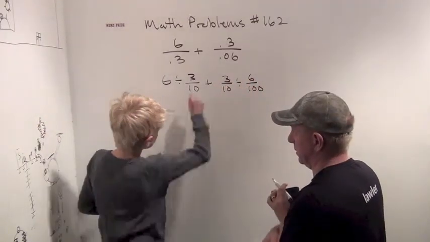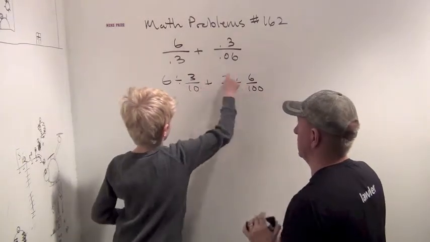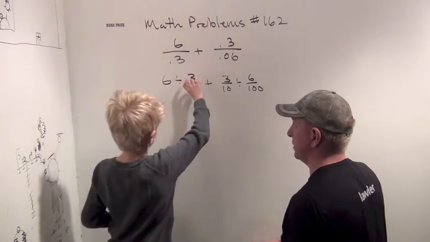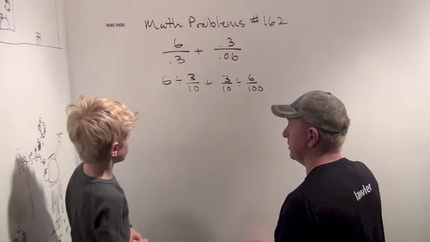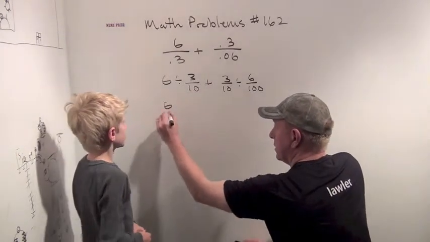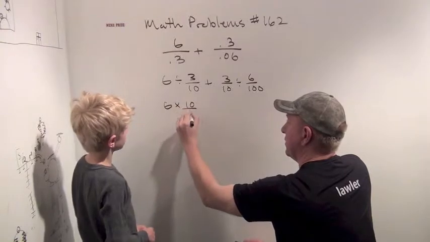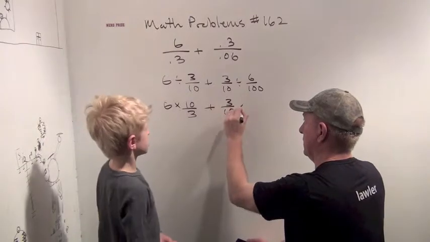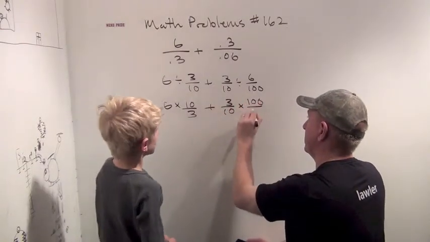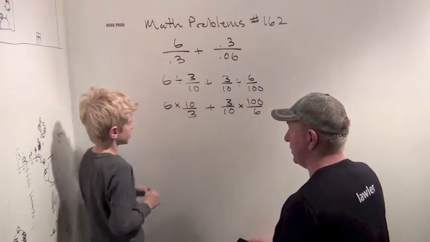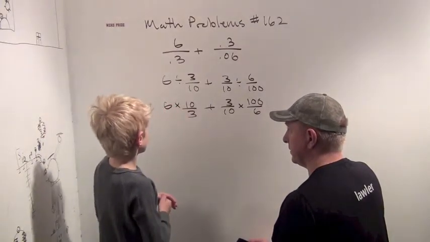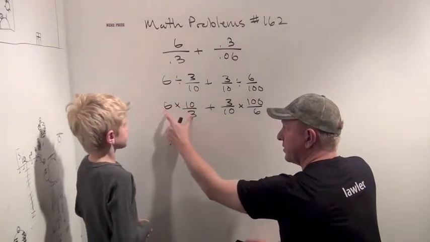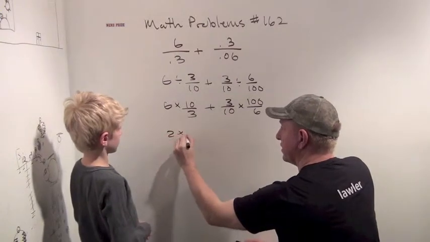Well, we can do them separately, and then we can simplify them. Okay. So this one you can just flip upside down and multiply by it. So this becomes 6 times 10 thirds. What does this one become? 3/10 times 100 over 6. And now you can simplify. All right. So you can simplify here, and you get 2 times 10 because it's just a 1 on the bottom. Okay, so this 3 cancels with that 6, and you're left with 2 times 10.